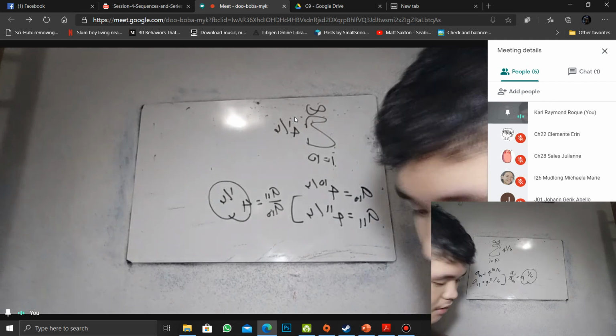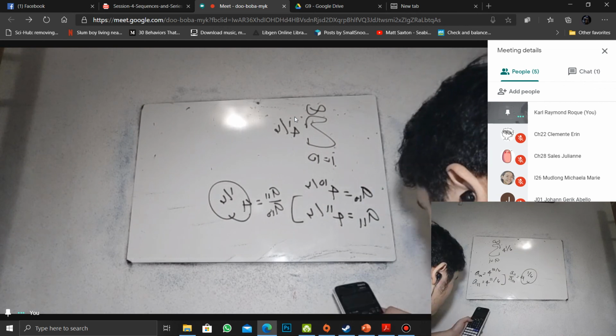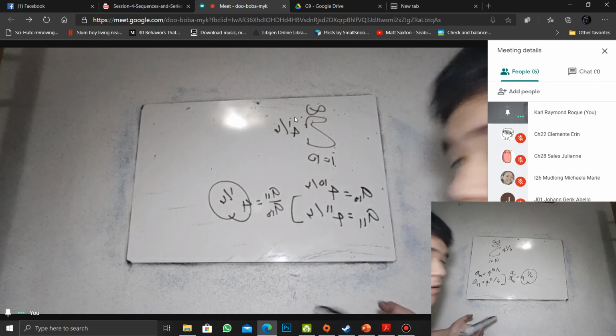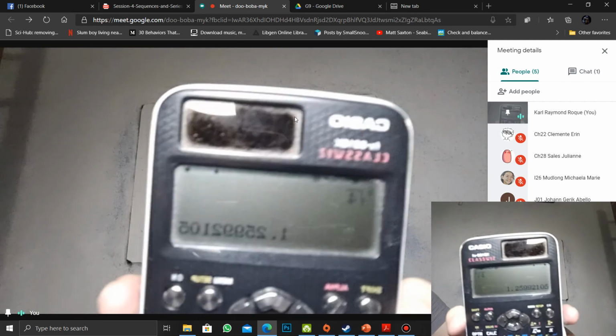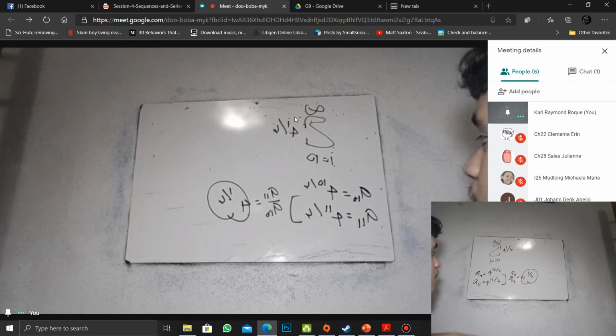Kasi, calculate nyo, okay lang yan. 6th root of 4 equals 1.25. So, wala na agad sum to. Infinity.